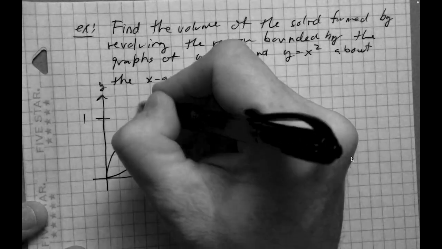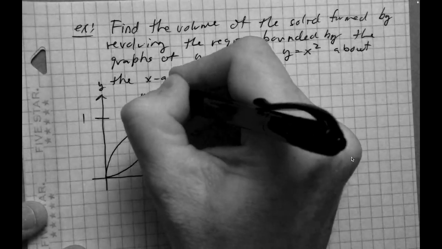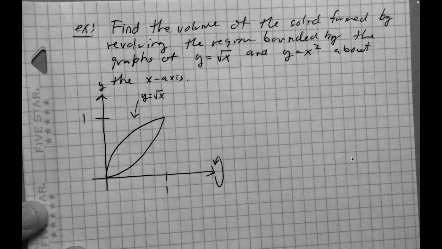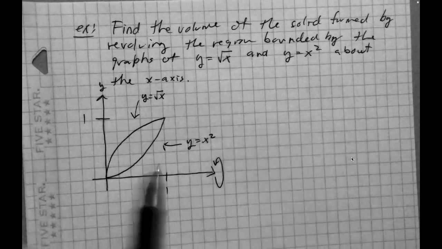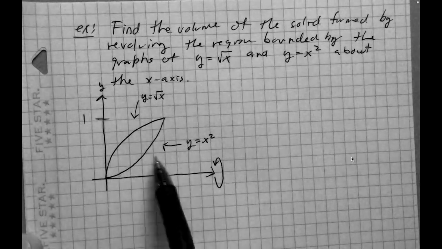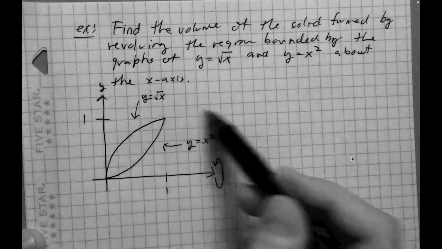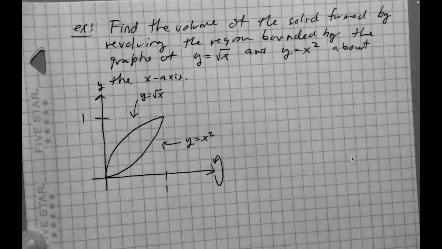Okay, the top function is y equals the square root of x. And the bottom function is y equals x squared, right? So you can imagine y equals x squared, just a parabola here, and then you can imagine the square root of x, you know what it does, right? So it kind of comes like this and heads up.